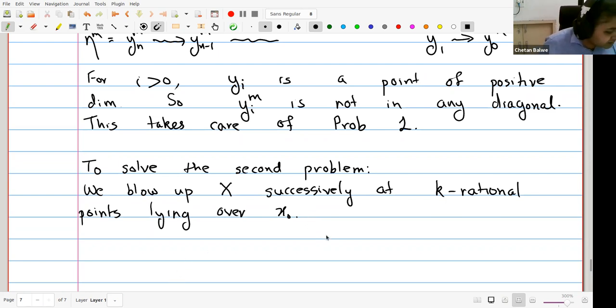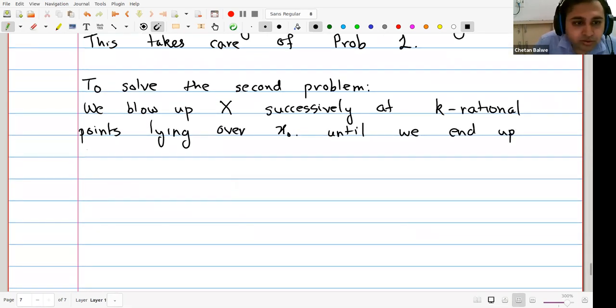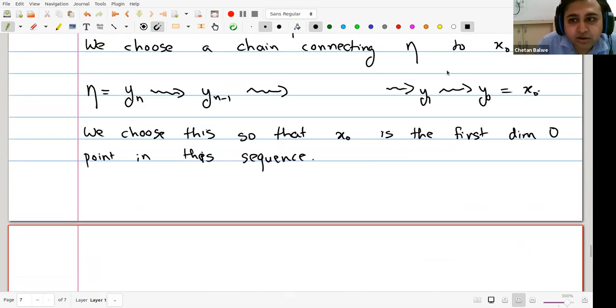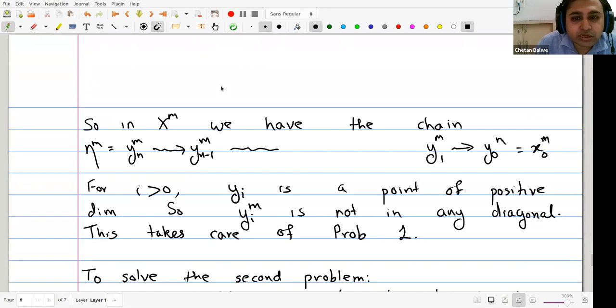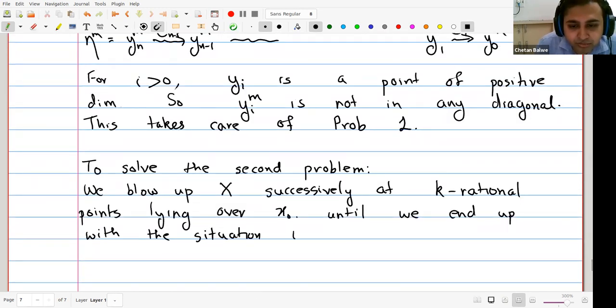until we end up with this situation. Let me label these curves actually. Let me call this curve C0 and C1 and Cn minus 1 and so on. This is somewhat awful, but let me do it anyway. Cn minus 1 there.